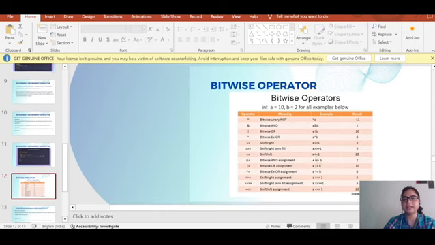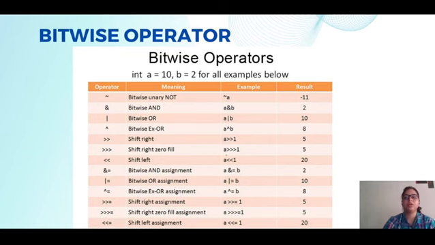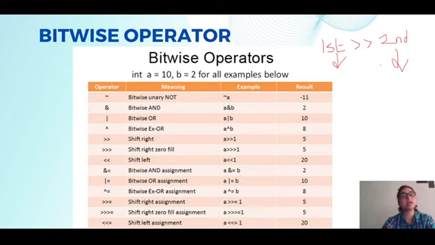Okay, next is right shift. Right shift is represented like this: you have a first operand and a second operand. The first operand denotes the variable for which you are performing the right shift, and the second operand decides how many positions that variable will be shifted towards the right side. Before it was the left shift operator. Now we are performing the right shift. That's why this symbol is represented towards the left side.